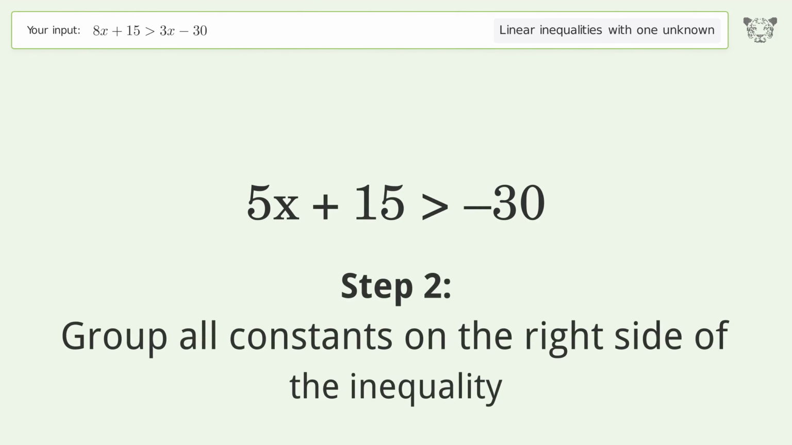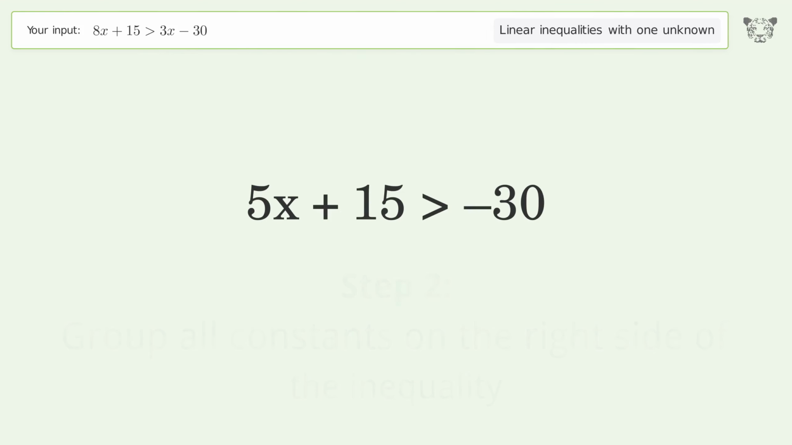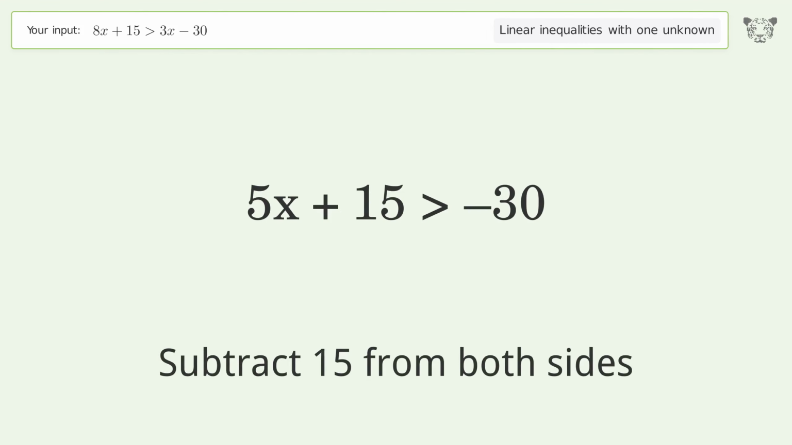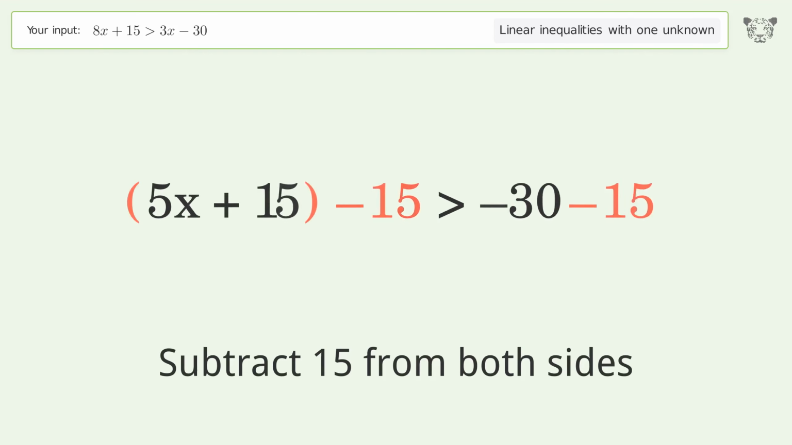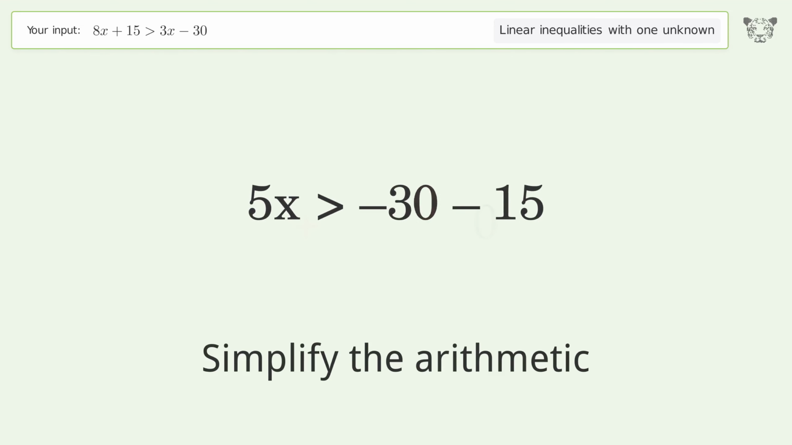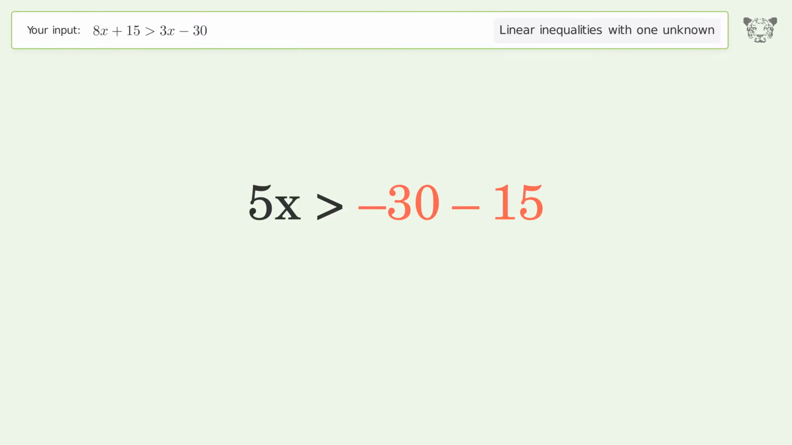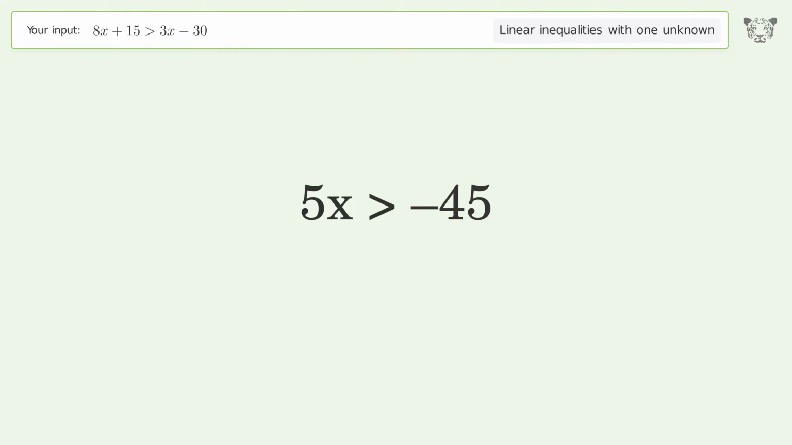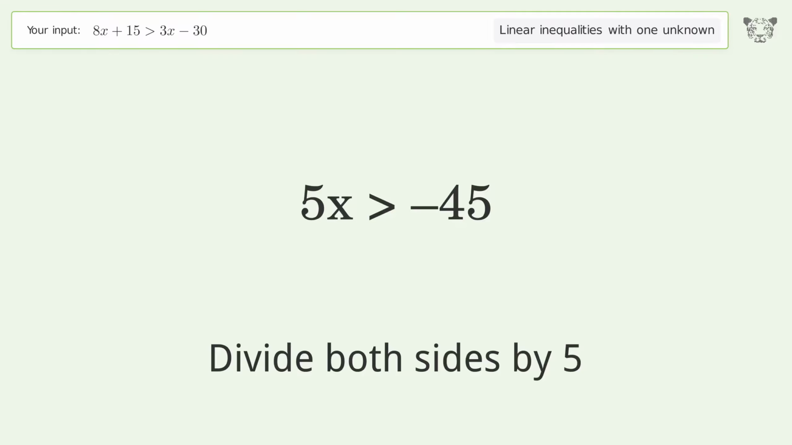Group all constants on the right side of the inequality. Subtract 15 from both sides. Simplify the arithmetic. Isolate the x. Divide both sides by 5.